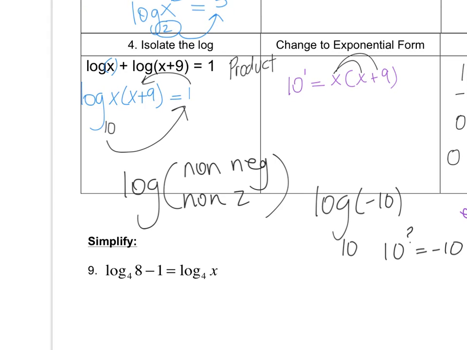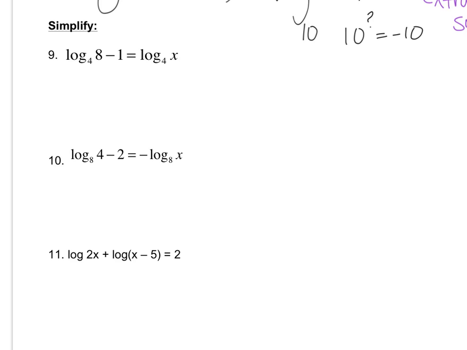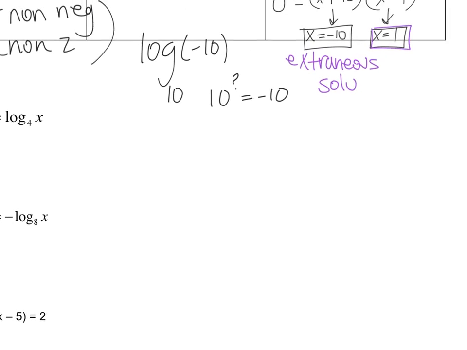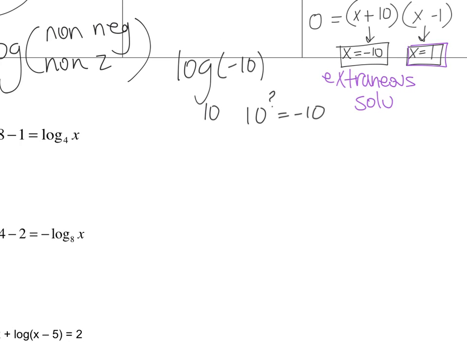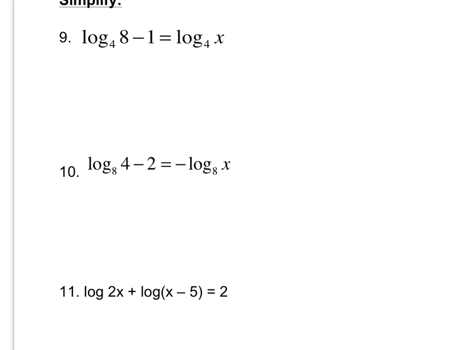Now we're going to skip problems 5 through 8, because this is the second type of equation, and we're going to move to 9, 10, and 11. So let me free some space over here. Okay. Now let's move on to number 9.